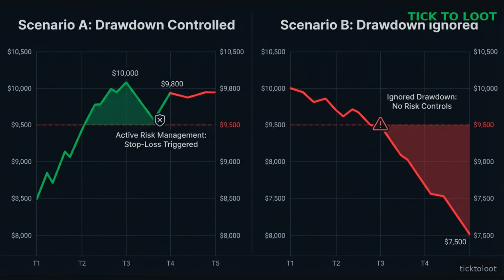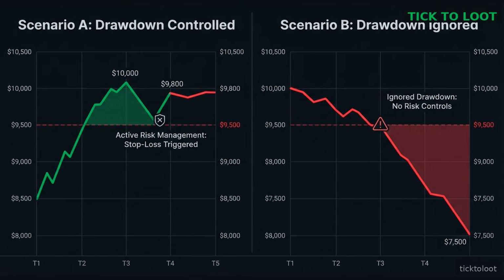Finally, let's talk about a mistake that many beginners make: ignoring drawdown limits altogether. Picture two friends, Alex and Sam, both starting with the same $10,000 trading account. Alex follows the 5% rule we discussed earlier, setting an alert at $9,500 and a stop loss that automatically closes any trade that pushes equity below that level. Sam, on the other hand, decides to ignore the rule, thinking "I can handle a bigger loss," and never sets any alerts.